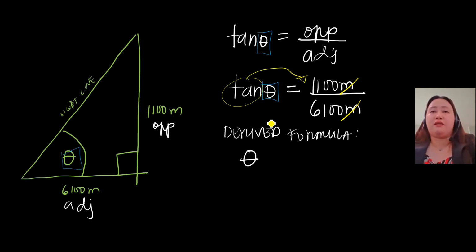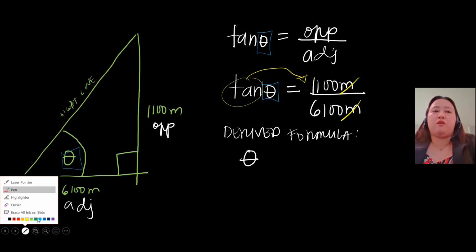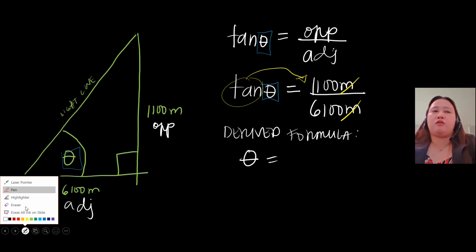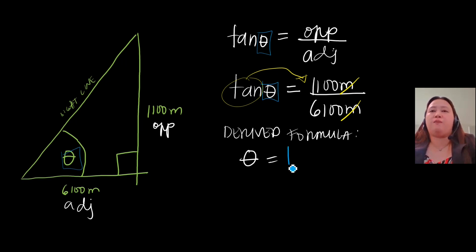Should be moved to the right, okay? So in order to do it, if we have a trigonometric function and we move it to the other side, it means that we're going to use the inverse. So moving tangent to the other side, it will become like this. Okay? So tangent raised to -1.